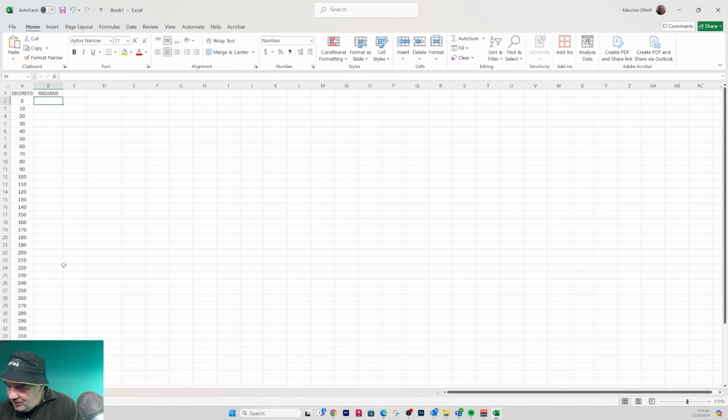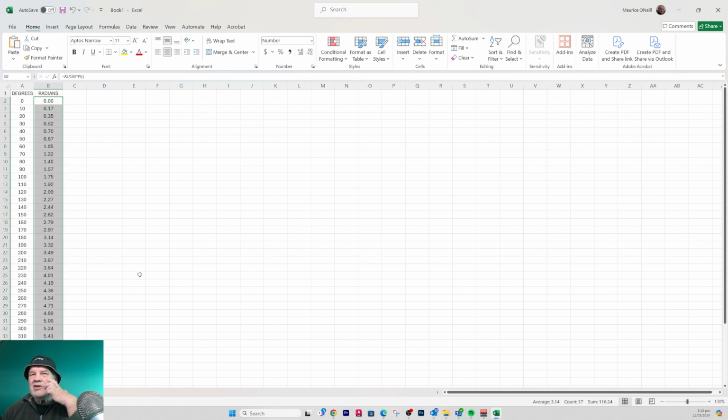Now let's convert those degrees to radians. That would be equal to degrees divided by 180 and then multiplied by pi, which is a function in Excel that we can enter like that, and then all we need to do is copy that down to there. And by using the pi function, we're keeping that pretty accurate, and I've just put it to 2 decimal places so that the accuracy will be more than that.